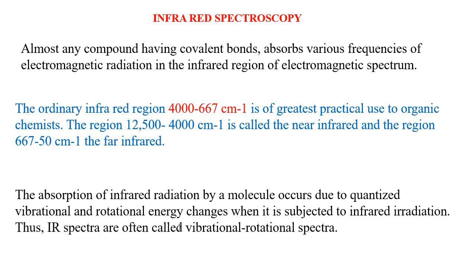That is, vibrational transition is also associated with rotational transition, because within the electronic level there will be vibrational levels and rotational levels of close or very close energy spacing, and hence when infrared radiation is absorbed, the energy changes from rotational levels also take place along with vibrational levels, and hence the spectrum obtained is a vibrational-rotational spectrum.